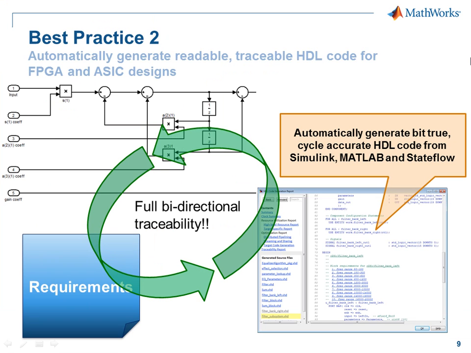Best practice 2 is automatically generating readable, traceable HDL code for FPGA and ASIC designs. And while our example today mainly focuses on a workflow which starts from Simulink to HDL, we can also provide you with a workflow which can take you from MATLAB to HDL. So let's see how this best practice can be applied to our audio equalizer and how we can apply speed and area optimizations to that model.